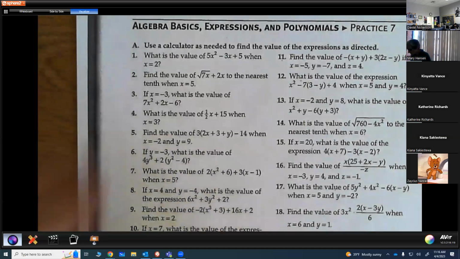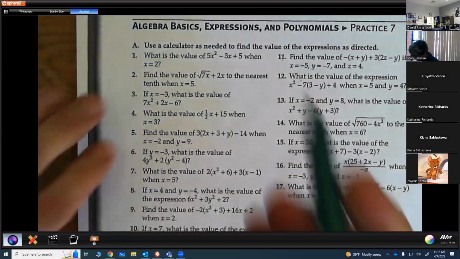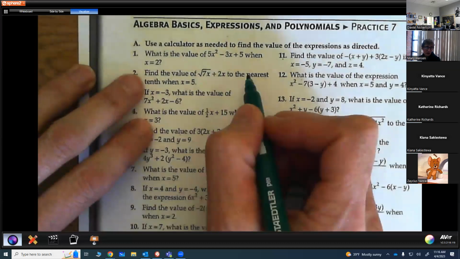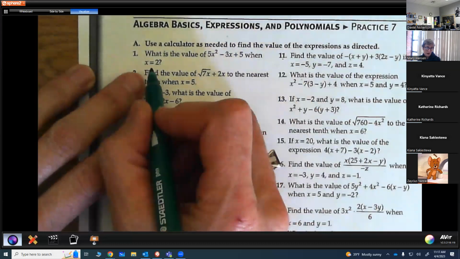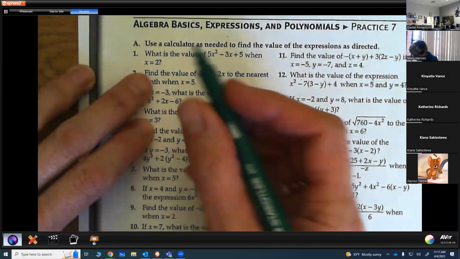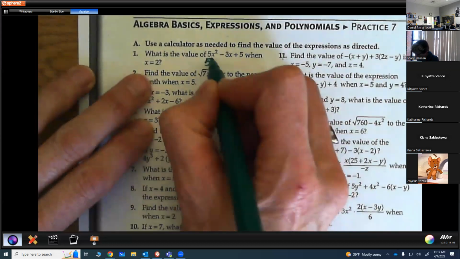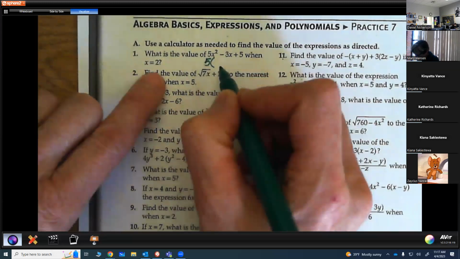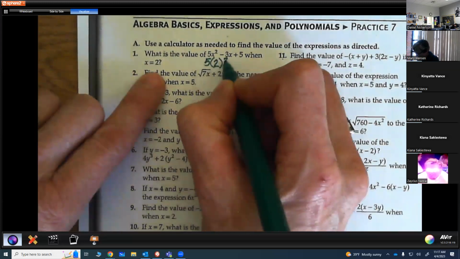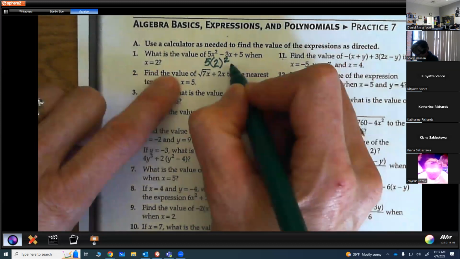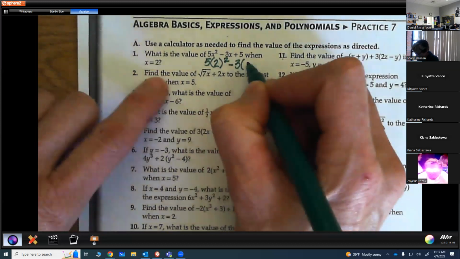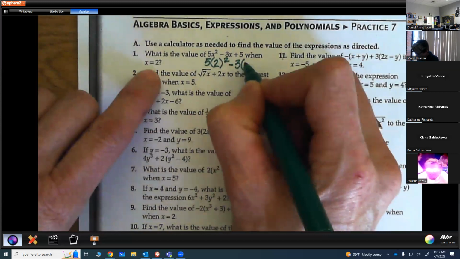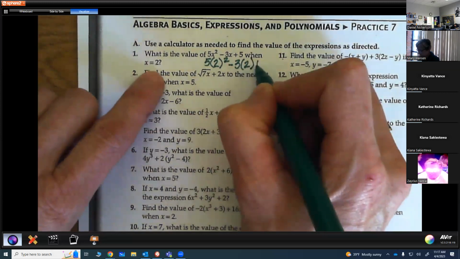So what I would recommend for these is that you take the time to go ahead and rewrite this expression, putting in the value for X. So right below this, I'm going to write 5 times 2 squared minus 3 times X, which is still 2, plus 5.